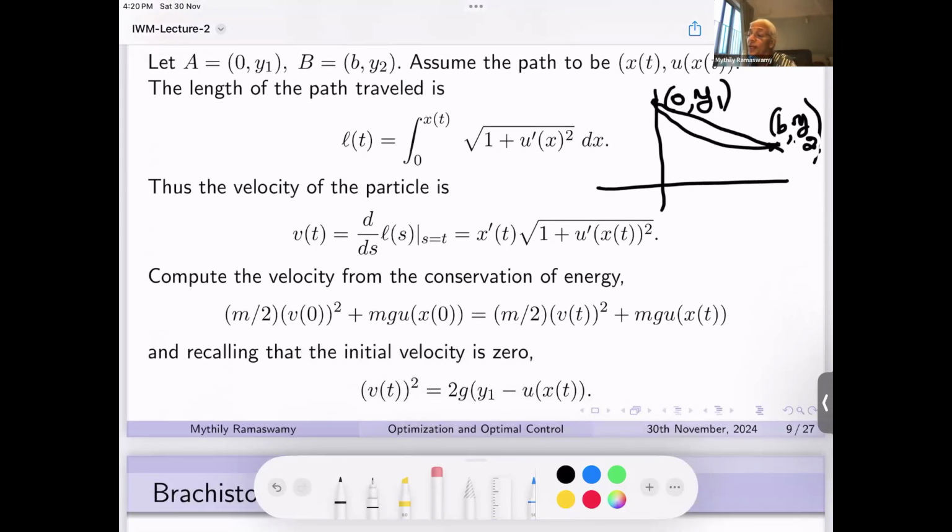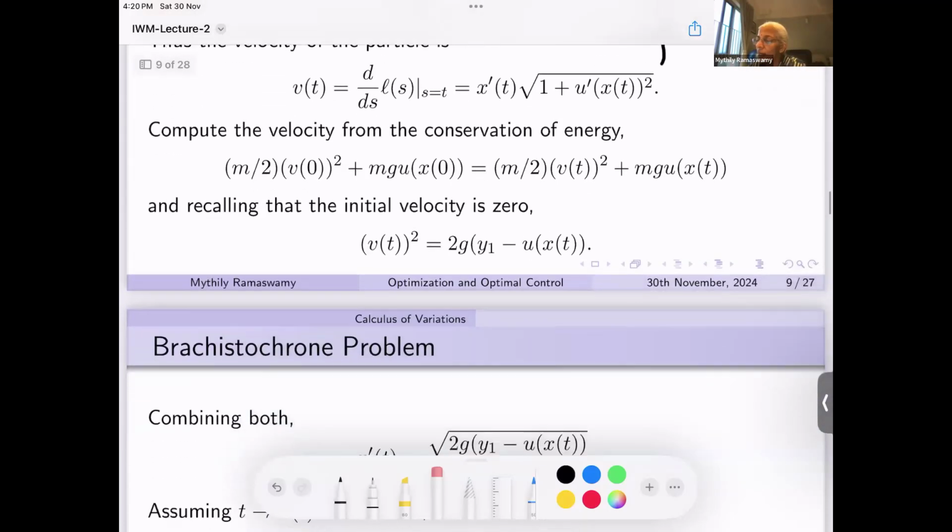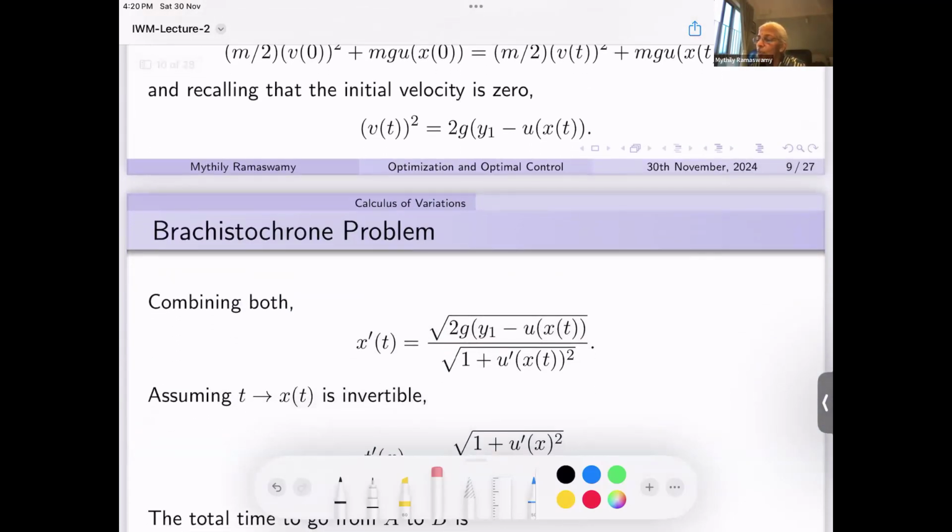Also, we can compute it from the conservation of energy. There is no extra energy given to the system. So the total energy at 0 will be the total energy at t. And the initial velocity is 0. And that will give me the velocity. The velocity is given by square root of 2g(y1 minus u(x(t))). So I have some expression for this, and here also I have some expression for velocity. So I'll try to use these two, combine them, and write x prime of t as this by this.